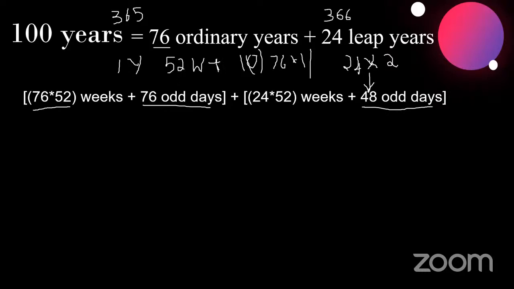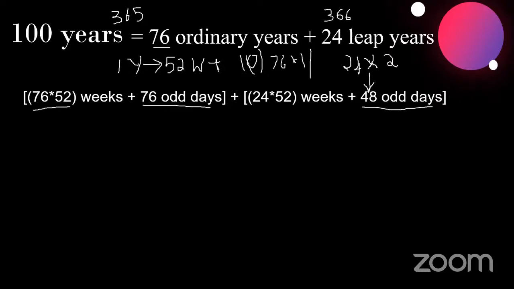Okay? Is this clear for everyone? Yes, Dhananya Shri, do you understand this? Ma'am, but you told 76 ordinary years, there are 76 odd days. But why in 52 weeks is there only 1 odd day, ma'am? Only 1 odd day means in 1 year we have 1 odd day. Okay? In 1 year we have 1 odd day.